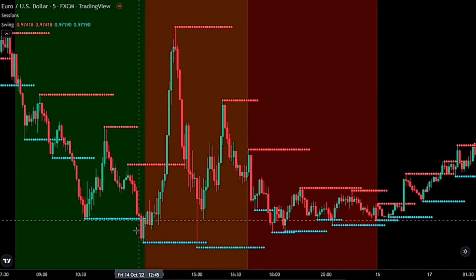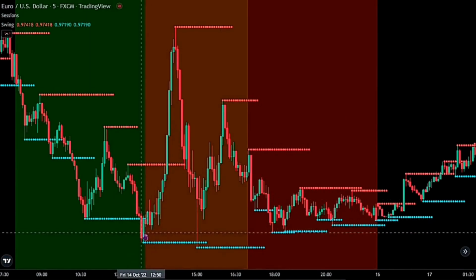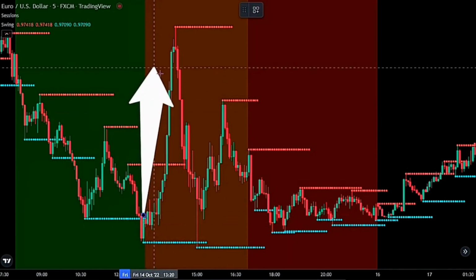This one right here, we see what we just explained occurred here, only that this time around, we would have been in a long position.